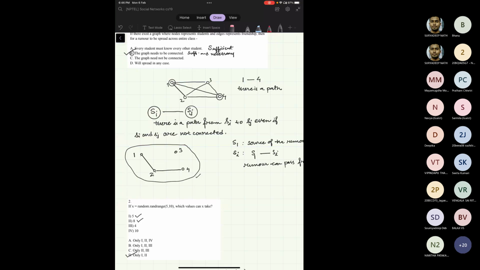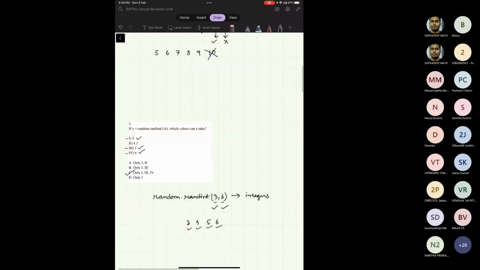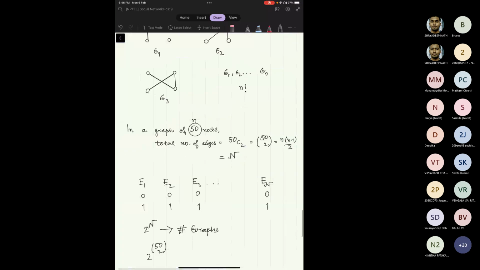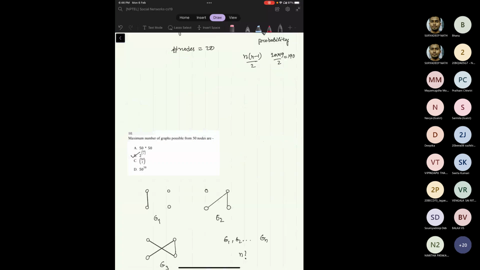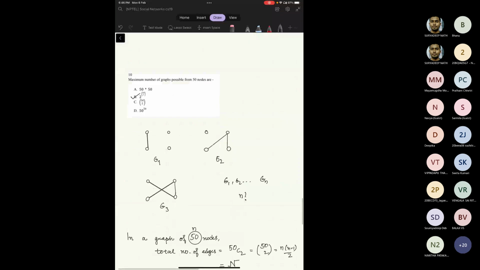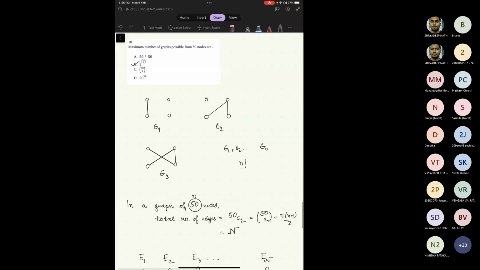Okay. So this is question 1. Okay, 10th question, someone is asking to repeat. I'll do that. So it is asking us to find the maximum number of graphs possible from 50 nodes. Before solving for 50 nodes, let us solve a simpler problem.